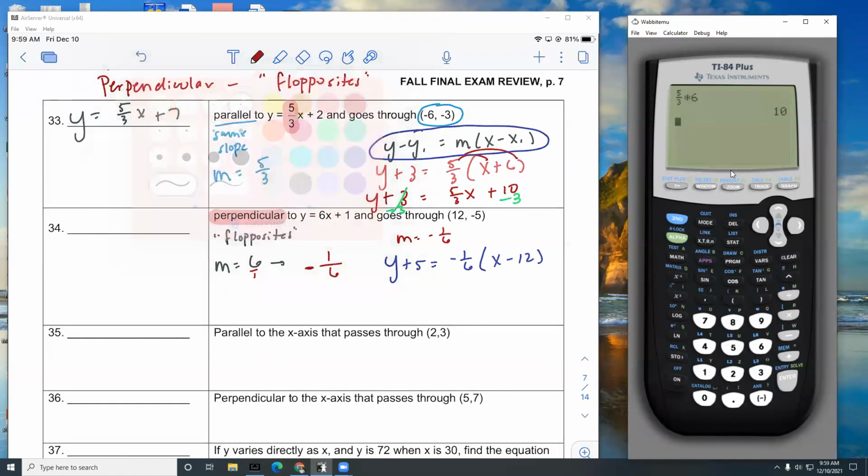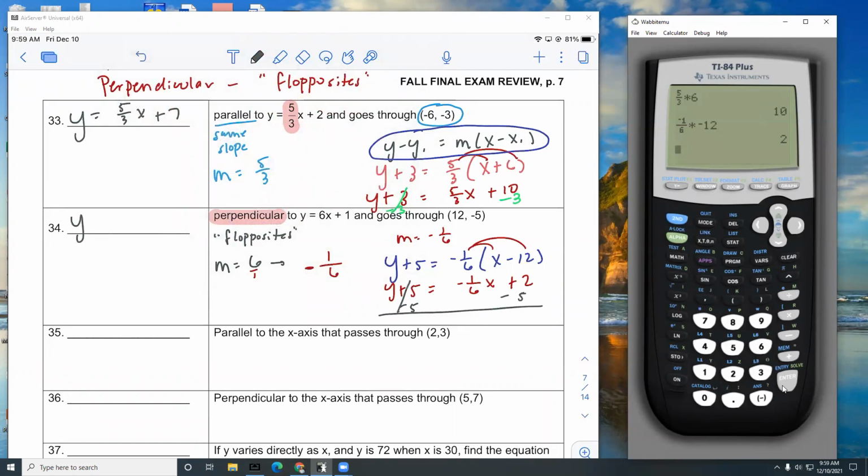Distributing in that -1/6, I get y plus 5 equals -1/6x. And then again, guys, I can do alpha y equals enter in my calculator, -1/6 times -12 should give me a +2. And then subtracting 5 from both sides, I get my answer, which is y equals -1/6x minus 3.